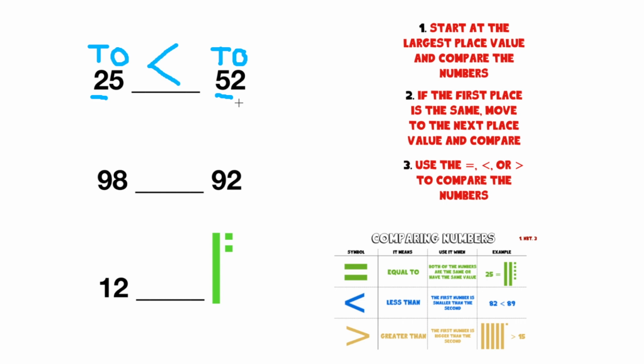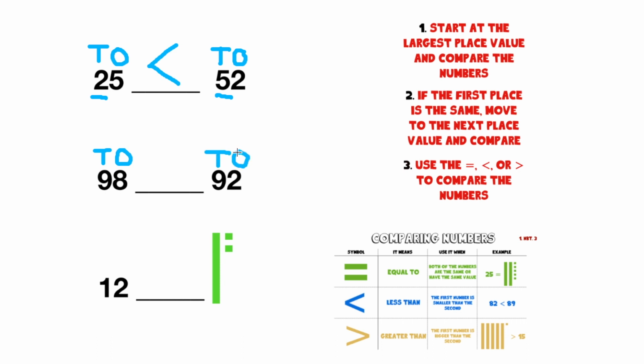Okay, so now let's compare 98 and 92. Once again, before I can even compare my place value, I want to go ahead and label them. They are once again two-digit numbers. So I will label 98 with my tens and my ones. T represents tens, O represents ones. I would do the same for 92.